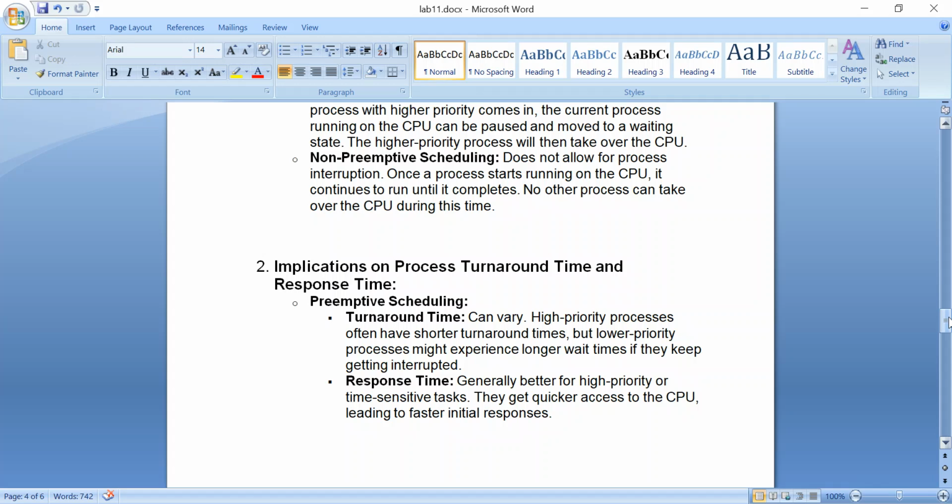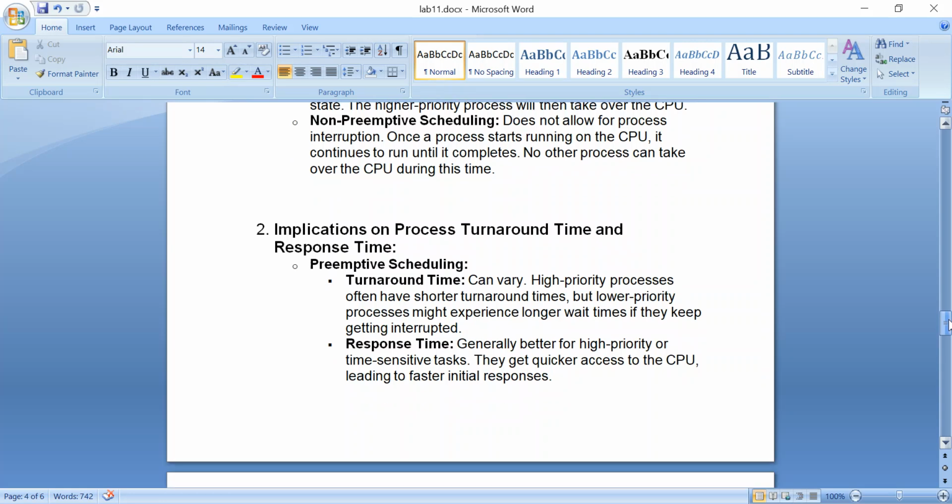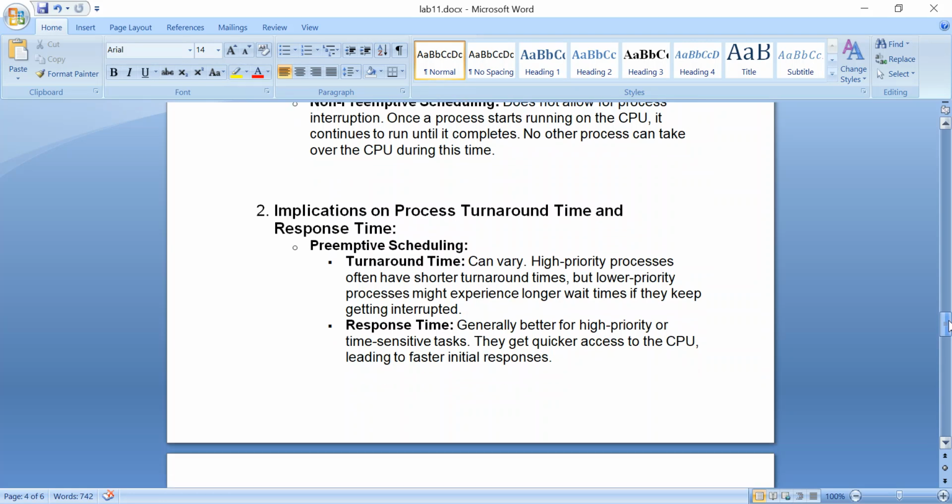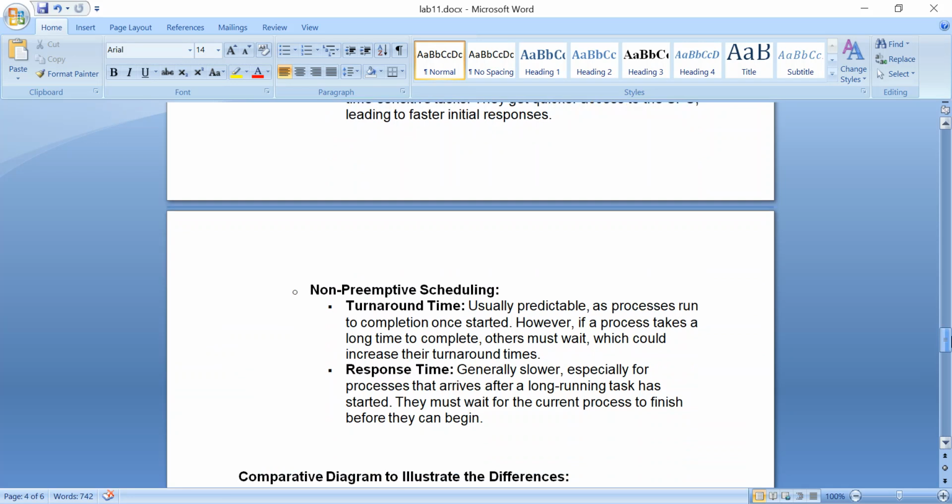So what is the response time? Generally better for high priority or time-sensitive tasks. They get quicker access to the CPU, leading to faster initial processing. So response time is for high priority tasks and time-sensitive tasks that need to respond very quickly. They don't have time to wait. Then there is non-preemptive scheduling.